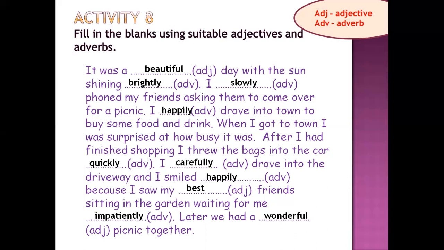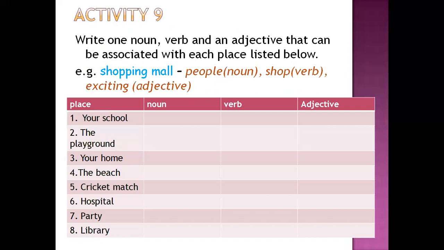Okay, children, let's move on. This is your last activity. This is quite interesting. Activity 9: write one noun, verb, or adjective that can be associated with each place listed below. What you are going to do here is write nouns, verbs, and adjectives. Now, look at the example. Shopping mall. I have given some names of places. For example, first I have given shopping mall.